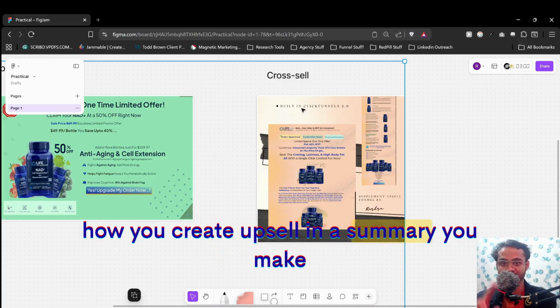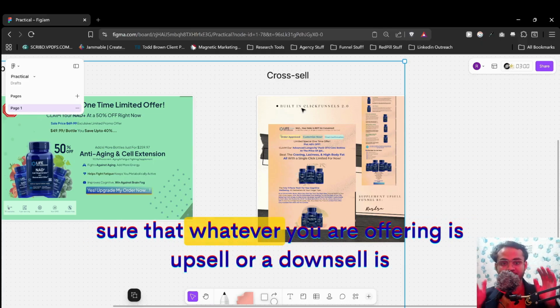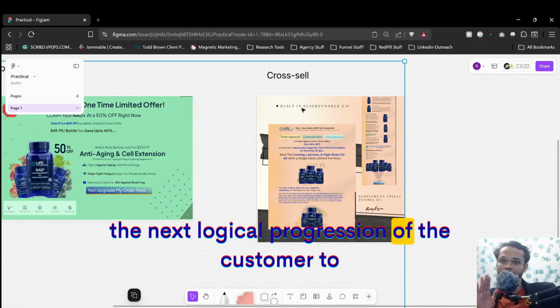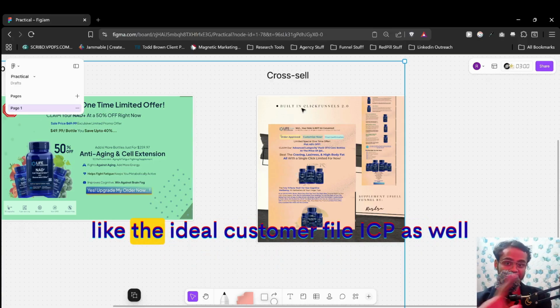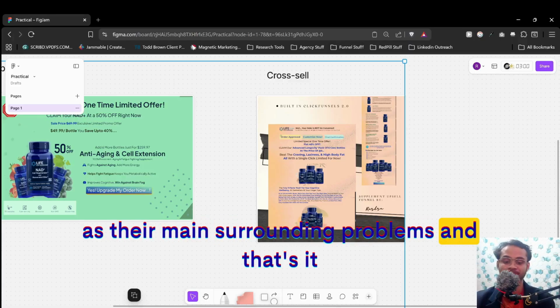In summary, you make sure that whatever you are offering as an upsell or downsell is the next logical progression for the customer to solve the problem. And that's why you have to know the customer, the ideal customer profile or ICP, as well as their main surrounding problems. And that's it.